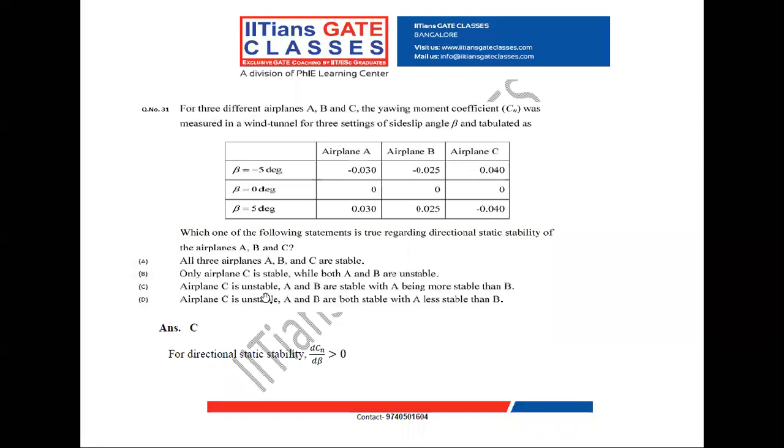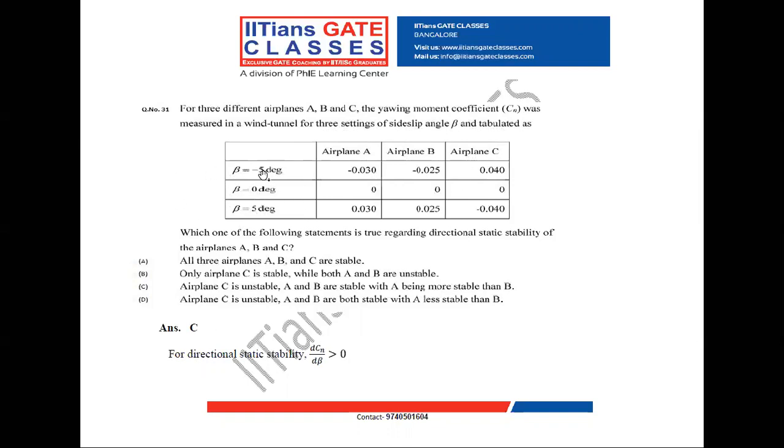Next question. For 3 different airplanes A, B, C, the yawing moment coefficient was measured in a wind tunnel for 3 settings of side slip angle beta and tabulated as follows. For beta equal to minus 5 degree, airplane A produces yawing moment coefficient of minus 0.03, airplane B produces minus 0.025, airplane C produces minus 0.04.